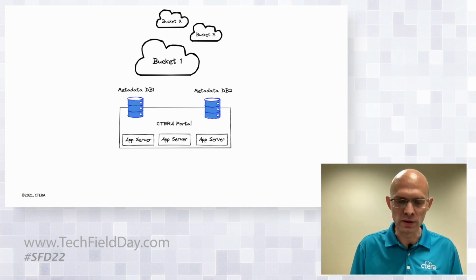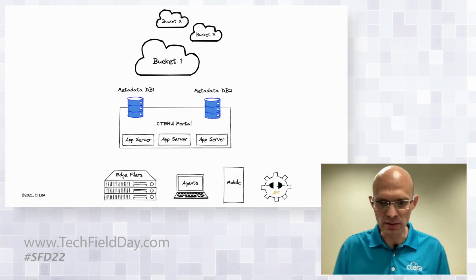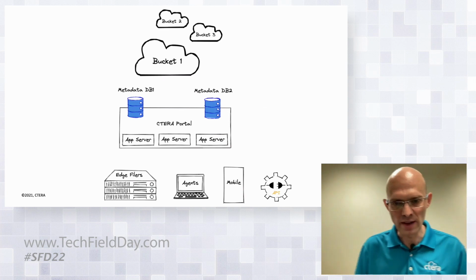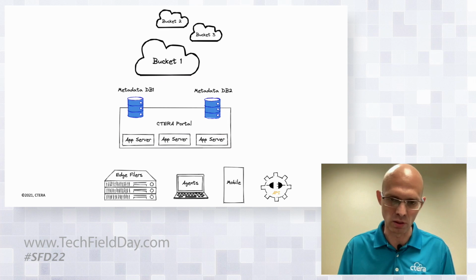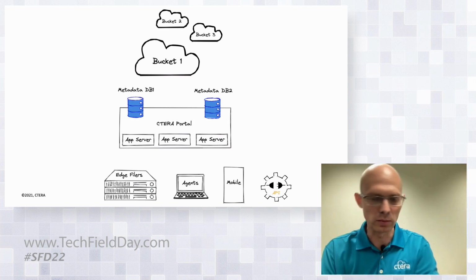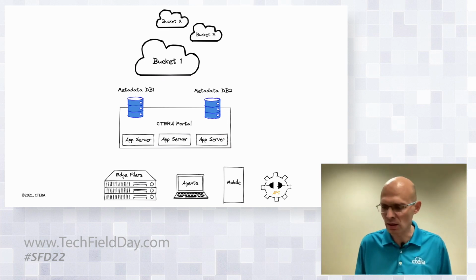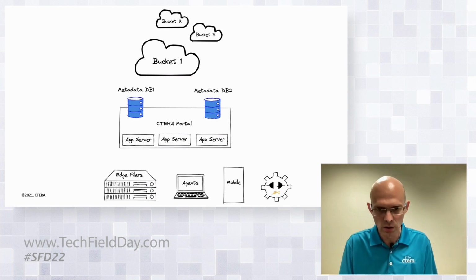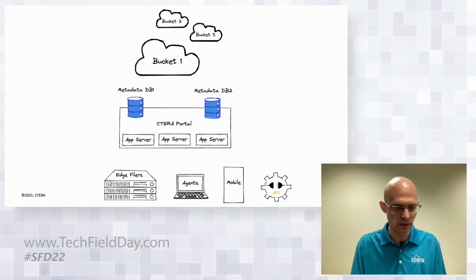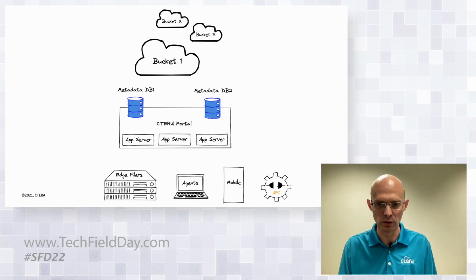So this is how the information is stored in the global file system. And now we have the clients. So we have edge filers and agents, which connect to the application servers of CTERA Portal. They connect to them using a protocol called CTTP, CTERA Transport Protocol. This is a TLS-based encrypted binary protocol, which allows very efficiently to communicate and send information back and forth between the client and the portal.